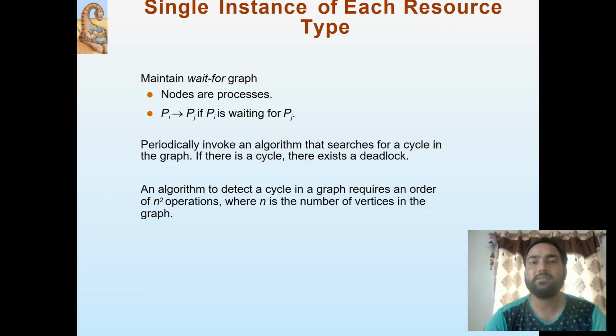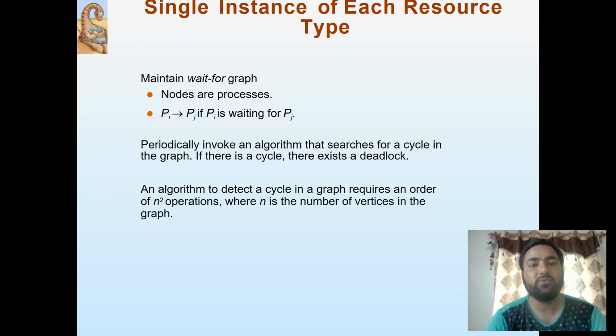If there is a single instance of each resource type, then we have to maintain a wait-for graph in which the nodes of the graph are the processes in the system, and an edge Pi to Pj denotes that Pi is waiting for Pj. That means a process Pi is waiting for another process Pj to get its execution completed.